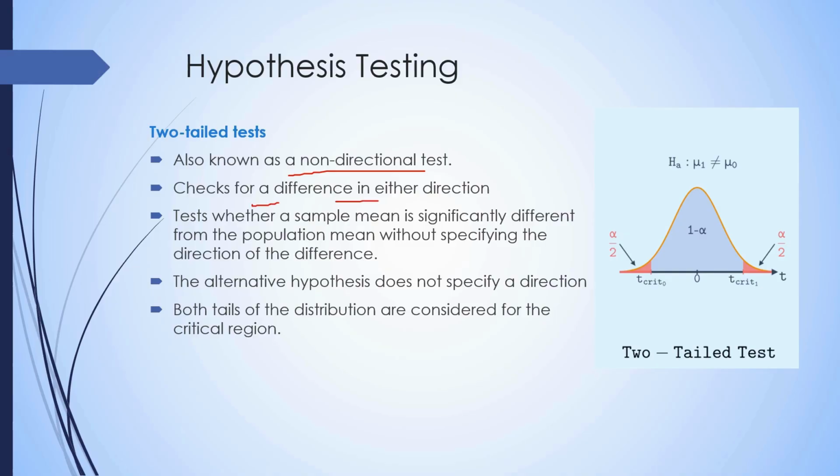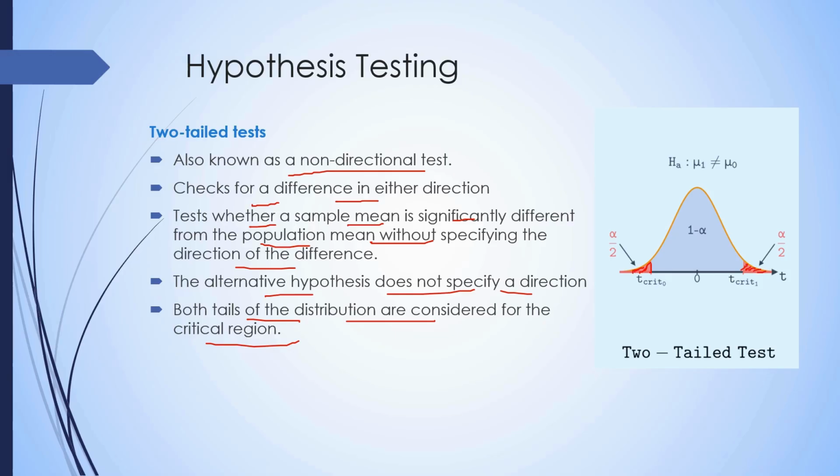When you are saying that the new drug has an effect on blood pressure, you can check whether it is going to increase the blood pressure or decrease the blood pressure because you don't know what the specific direction is. So you will be checking for both ways. So it tests whether a sample mean is significantly different from the population mean without specifying the direction of the difference. So you know there is some difference, but you don't know what the difference is. So you will check for the difference. The alternative hypothesis does not specify a direction. Both tails of the distribution are considered for critical region. So your critical region can fall on both sides of the curve.